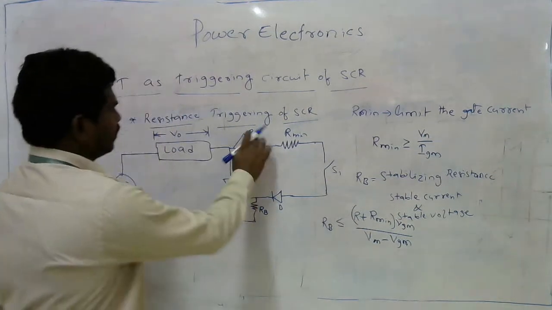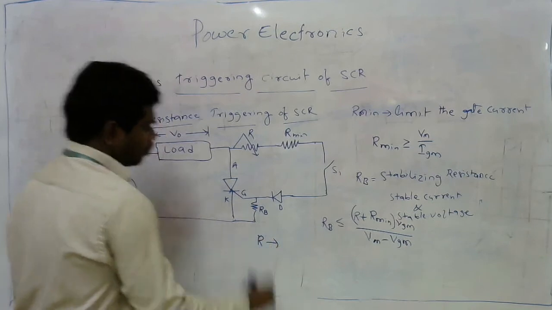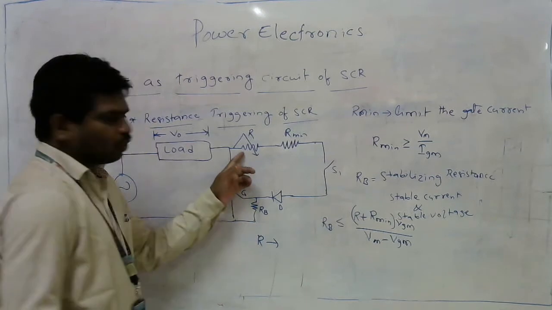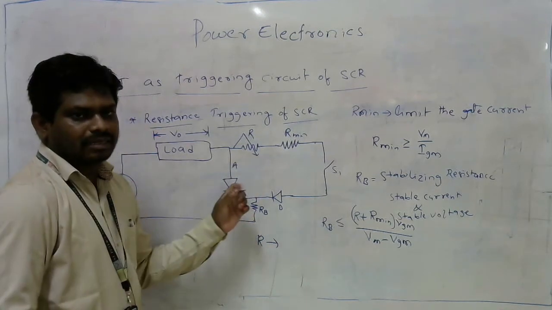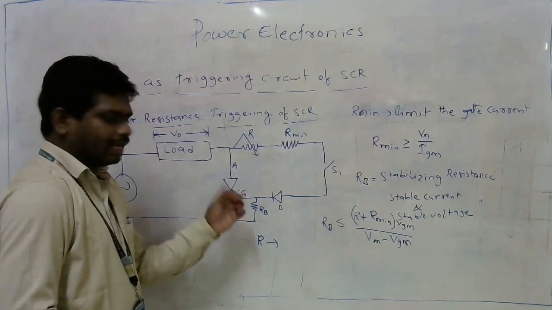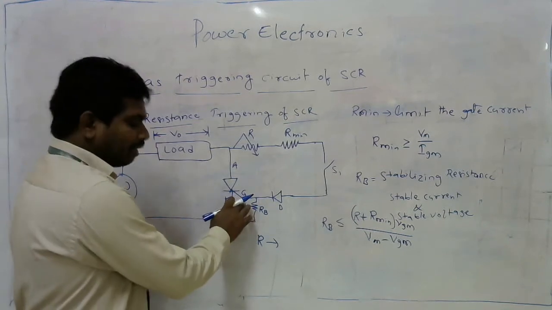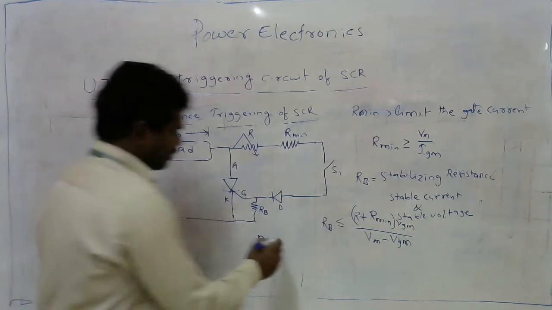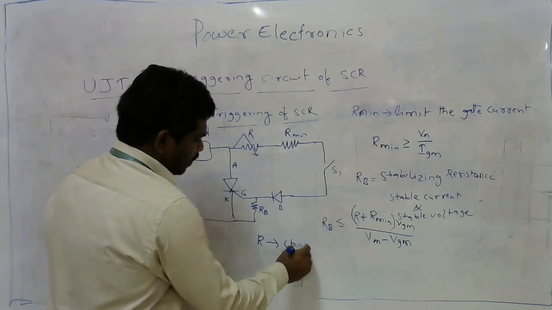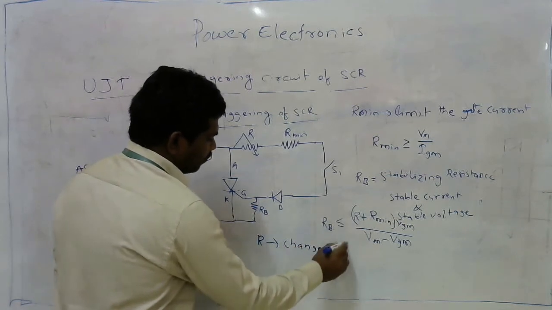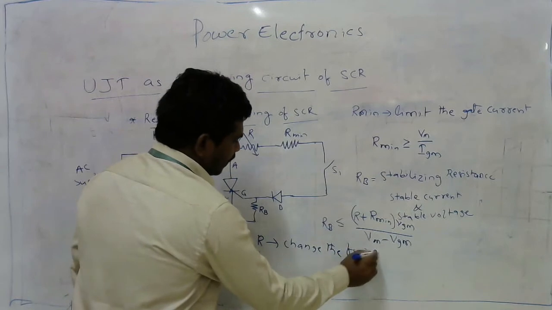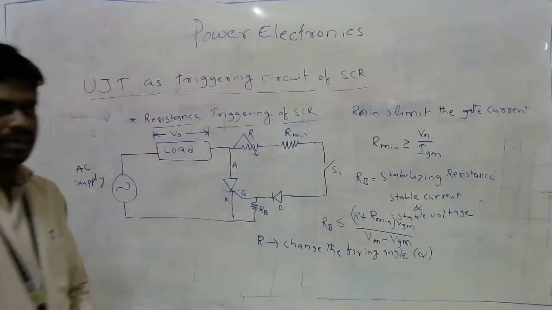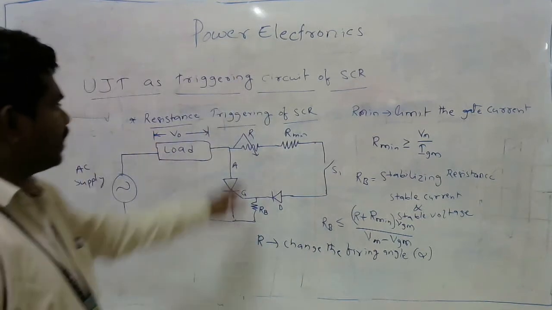Then last we will see this R. It's basically a potentiometer, and by varying the value of the potentiometer, the alpha angle, that is the angle at which we trigger the SCR, changes. It changes the firing angle alpha. The alpha angle of the SCR depends on the variation of this potentiometer.